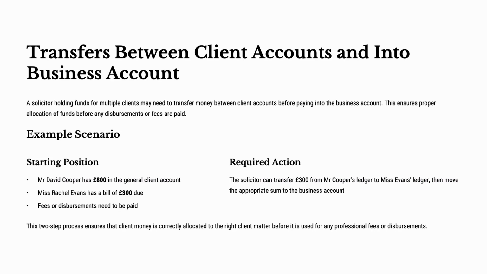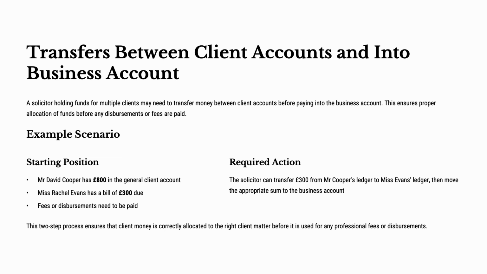And now, transfers between client account and into business account. Two things. Sometimes a solicitor must move money between clients before paying the business. For instance, Mr. David Cooper has £800 and Miss Rachel has a £300 bill. The solicitor transfers £300 from Mr. Cooper's ledger to Miss Rachel's ledger, then moves the sum from the client account to the business account to cover the fee or disbursement. This ensures that money is correctly allocated before it is used.